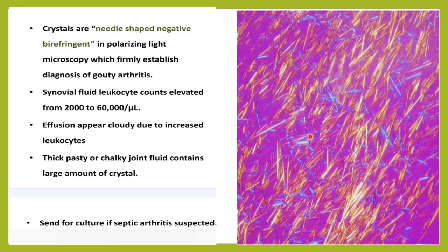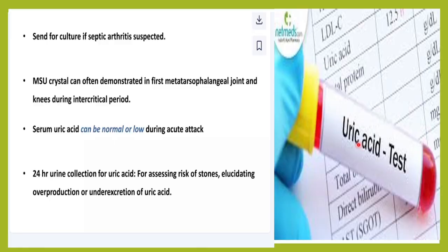If you suspect an infective etiology like septic arthritis, we also need to send the fluid for culture, because that becomes the differential diagnosis. These MSU crystals can often be demonstrated in the first metatarsophalangeal joints and in the knees during the intercritical period, when the patient does not have any symptoms between two attacks of gout. Even when the patient is asymptomatic, you can still demonstrate these crystals in these joints.